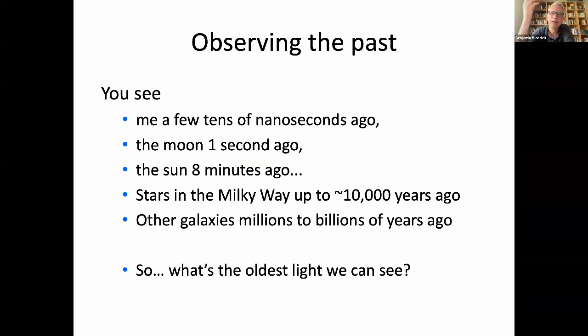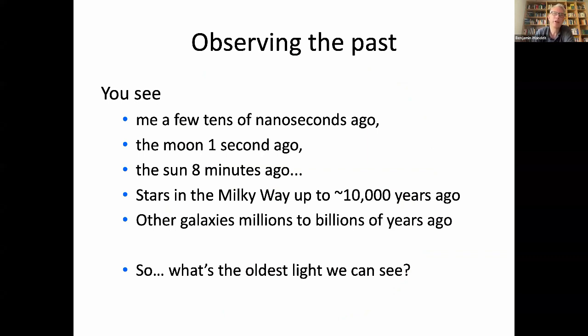So if I were standing in front of you, you'd see me a few tens of nanoseconds ago. If you look up at the moon, you see it a second ago. The sun, you see about 8 minutes ago. So you're always kind of time traveling to the past in terms of your observations. Stars in the night sky, you can see up to thousands or tens of thousands of years ago. This is stars in our Milky Way. If you see other galaxies with telescopes, you see them millions to billions of years ago.